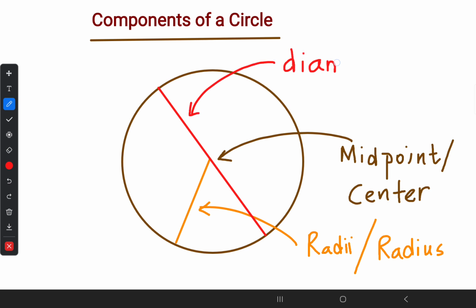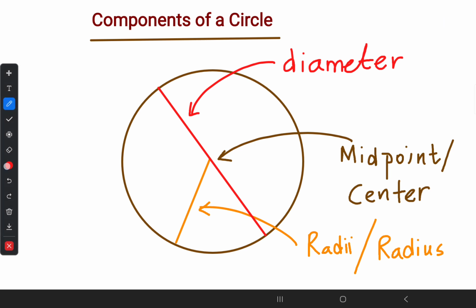Diameter of a circle. First one, the point which we used as a reference to draw the circle is defined as midpoint or center. Thereafter, from the center, when you draw a straight line to the circle, that would be defined as radii or radius. Thereafter, from the circle through the midpoint to the opposite side of the circle, when you draw a straight line, that is defined as diameter. These are the very basic three components of a circle.